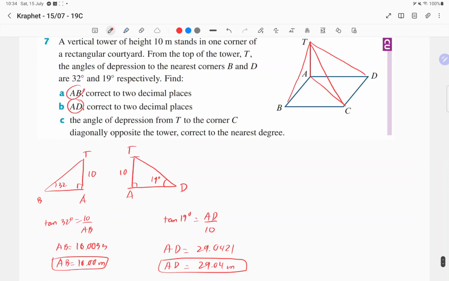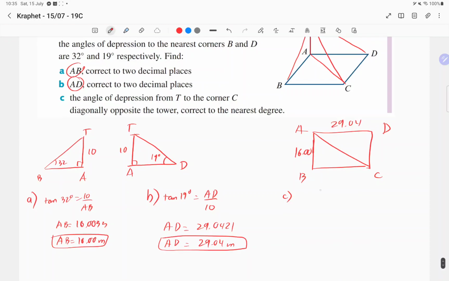Now, T to the corner C means we need another triangle. Alright, TAC. So first we actually need the triangle ABC. Because it's a rectangular courtyard, so B, C, A here, and then D. So we found AD, which is 29.04, and AB is 16.00, so we can find AC. And then using AC, we'll be able to find the angle of depression. It should be obvious, right? These questions are not hard.